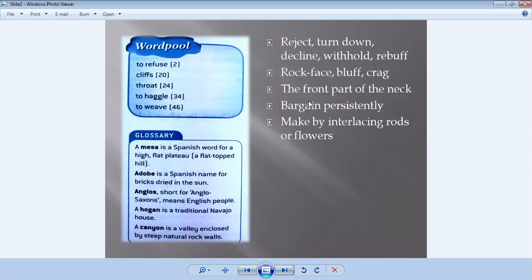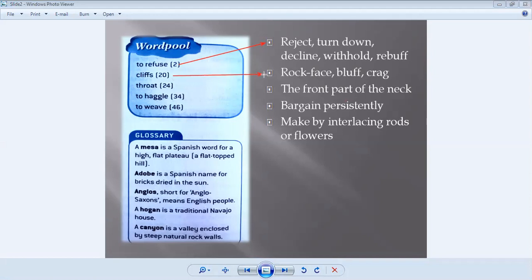Okay, can you look at the right side of your screen? The word refuse, can you see that? Yeah. Reject. They are synonyms: reject, turn down, decline, withhold, or rebuff. Those are the synonyms. What about the cliffs?